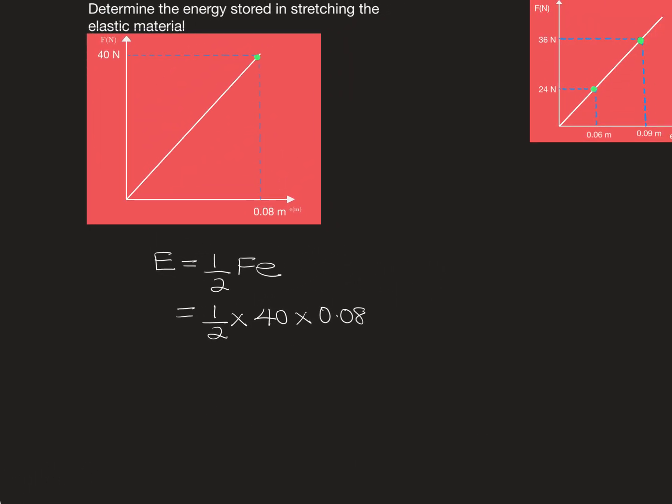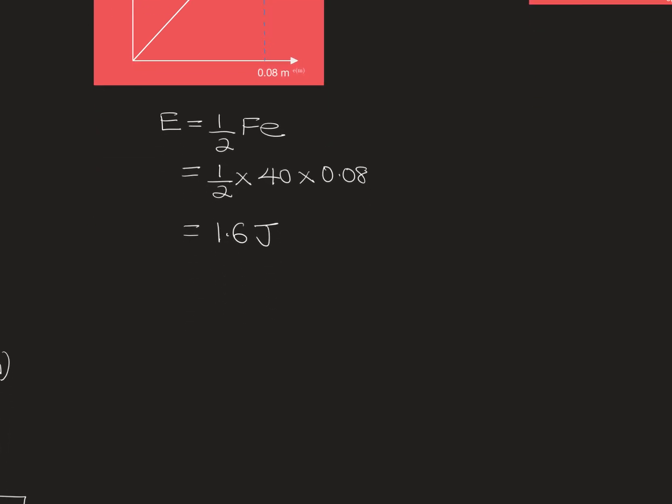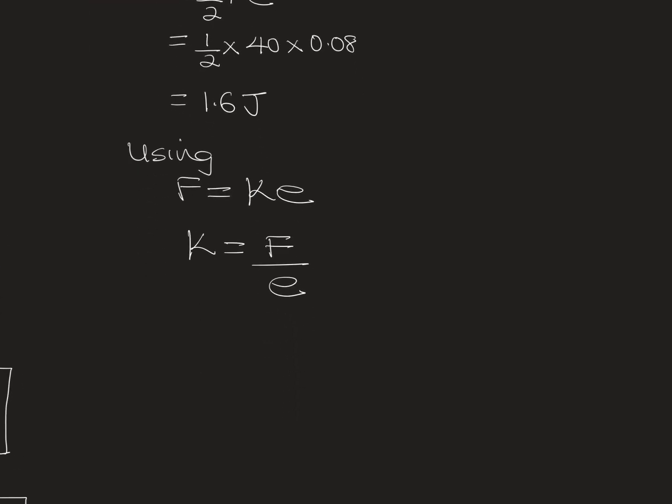So when we do that calculation, we're going to have 1.6 joules as the answer. Alternatively, if we want to use the force constant, using F is equal to KE, we know that K is equal to F over E, and therefore K is equal to, the force is 40 divided by the extension is 0.08. Therefore, K is equal to 500 newtons per meter.